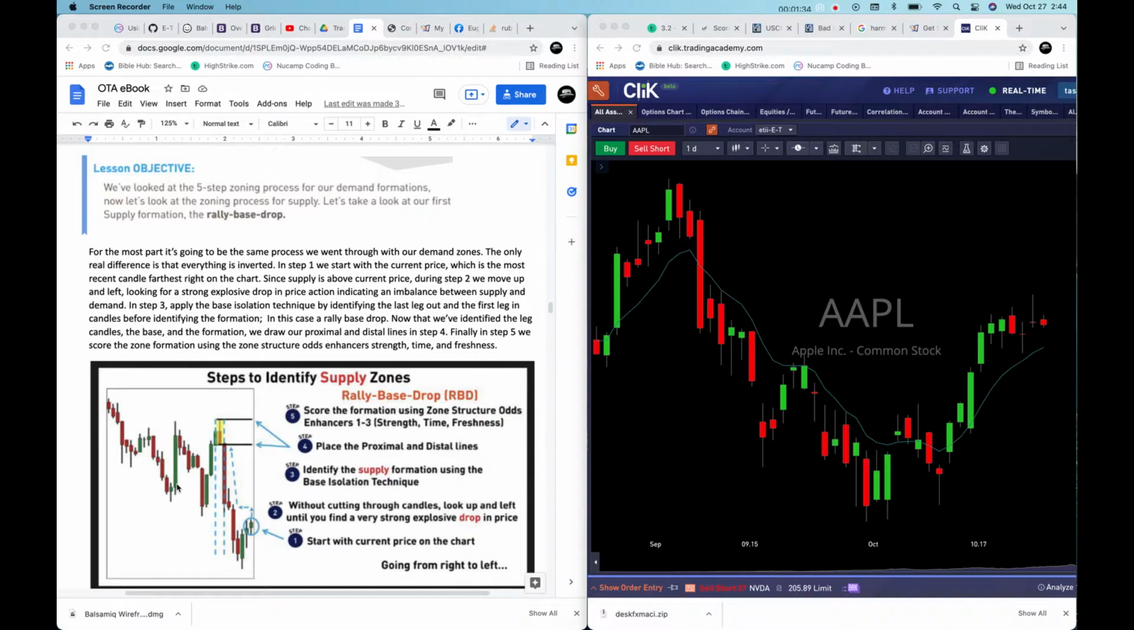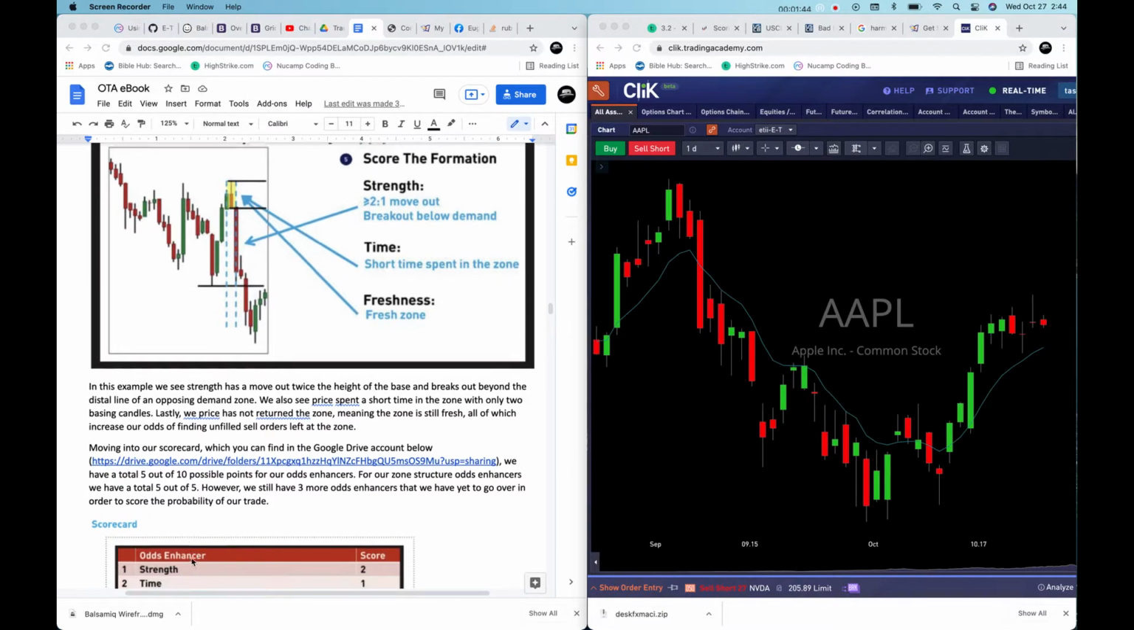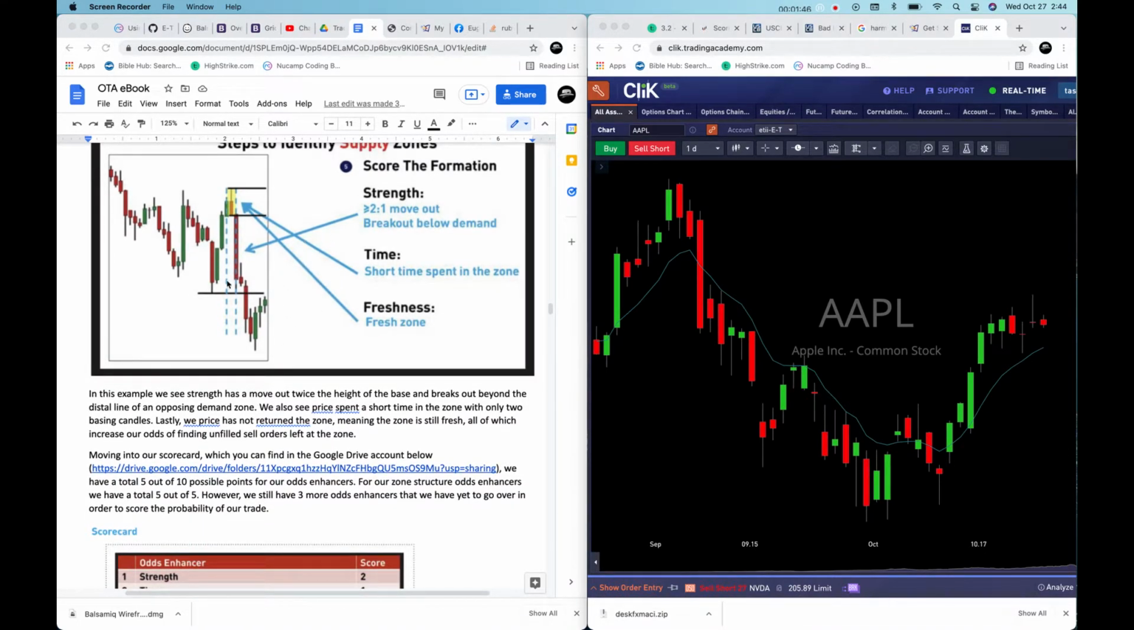And then finally in step five, we score the zone formation using the 3 zone structure odds enhancers: strength, time, and freshness. Now in this example, we see strength has a move out twice the height of the base, and it also breaks out. You can see the breakout here. It also breaks out beyond the distal line of an opposing demand zone.